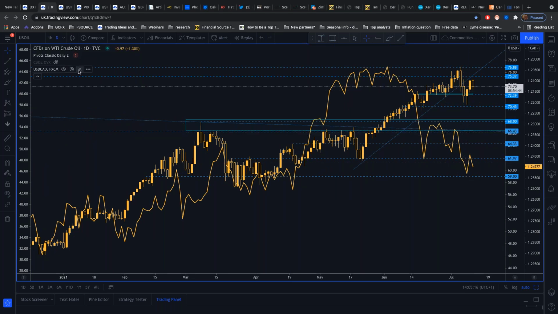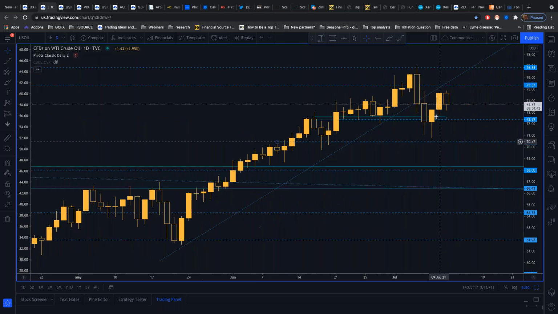So remember, if you're trading CAD, always have an eye on oil. Whenever you're trading CAD for the Bank of Canada decision, always be aware of what's happening with oil. If oil is rising, that's strength for the CAD. If oil is falling, that's weakness for the Canadian dollar. So bear that in mind.